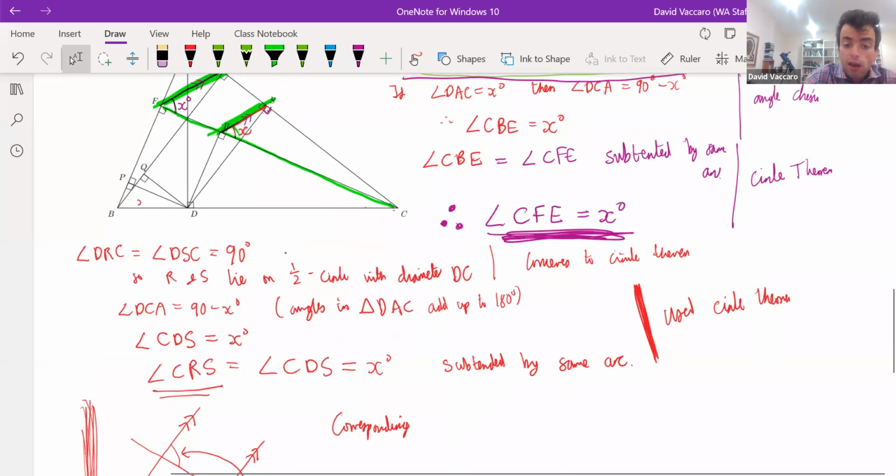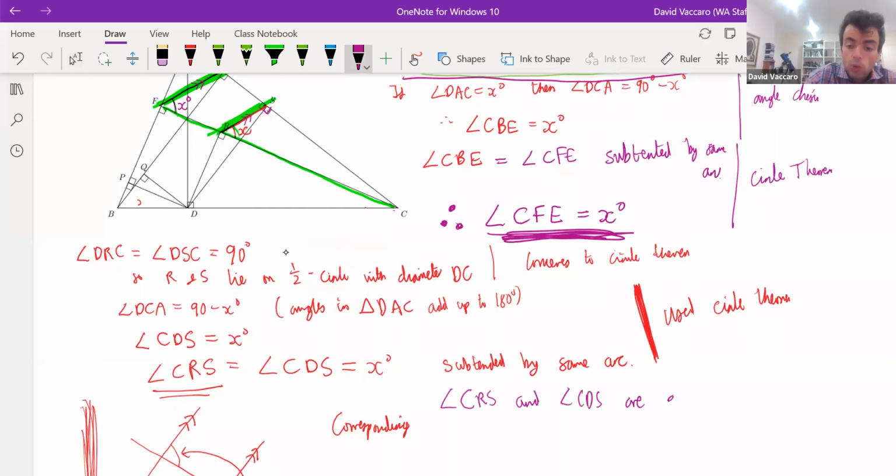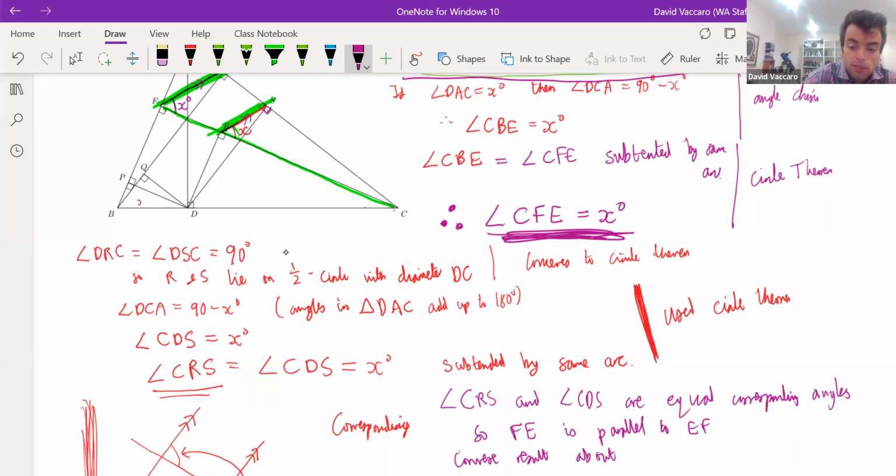Okay, so CRS and CDS are equal corresponding angles, so what we can say is that RS is parallel to EF. And so this is the converse result about parallel lines.